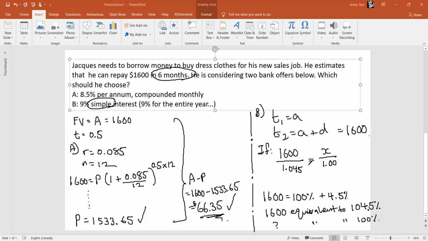So you have two ratios or two fractions equaling each other. We can do algebra. We can multiply both sides by 1 to get rid of the denominator, but lo and behold, you don't have to divide or multiply by 1 because anything divided by 1 is itself. In essence, what you can say is 1600 divided by 1.045 is x over 1. So x, the 100% that I started off with, is 1600 divided by 1.045.